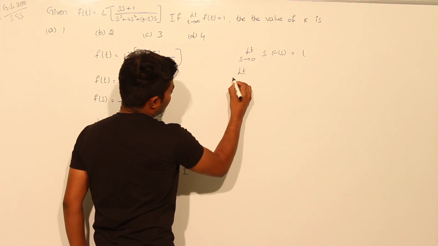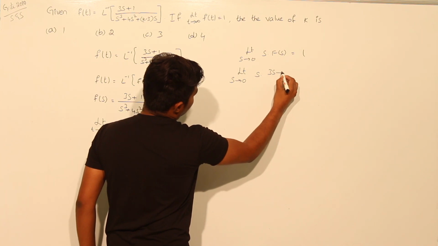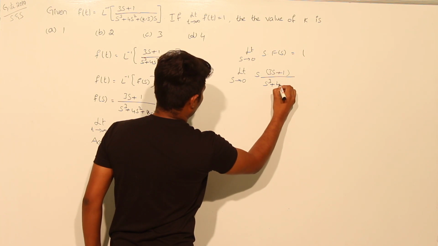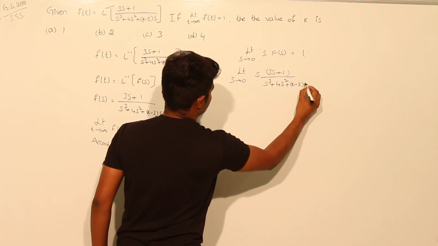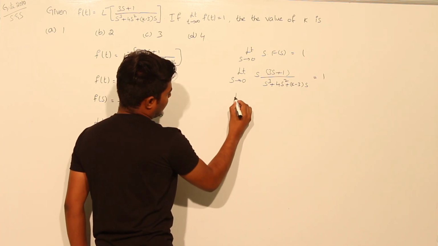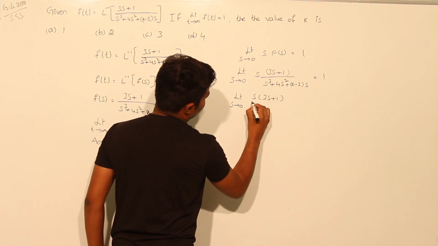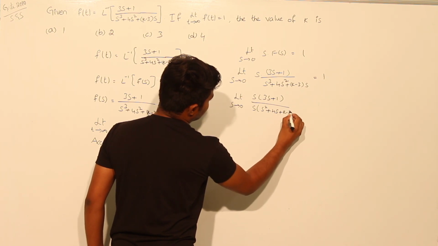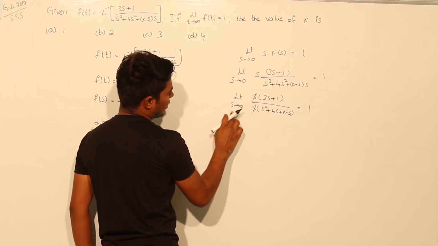Now, limit s tends to 0 of s into F of s, where the value is (3s plus 1) divided by (s cube plus 4s square plus (k minus 3) into s), will be equal to 1. Now in the denominator take s common. Now s tends to 0, s into (3s plus 1). If you take s common, it will be s square plus 4s plus k minus 3. That will be equal to 1. S gets cancelled. Now apply the limit value s tends to 0.